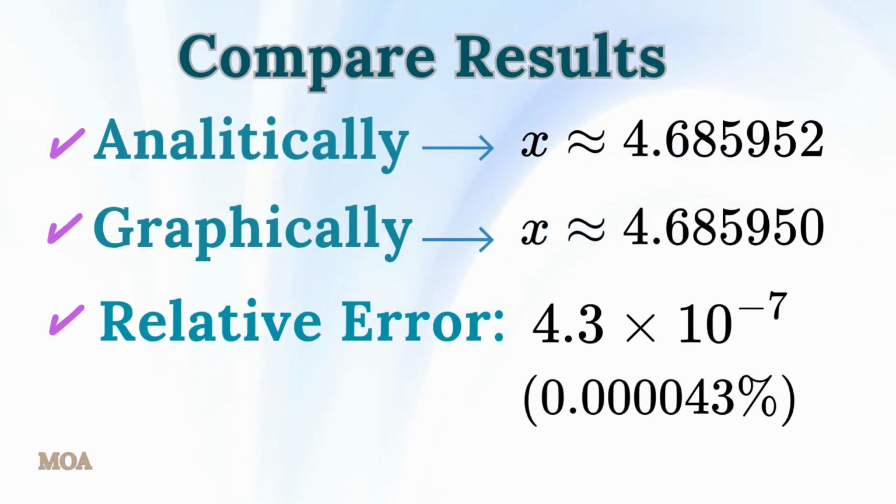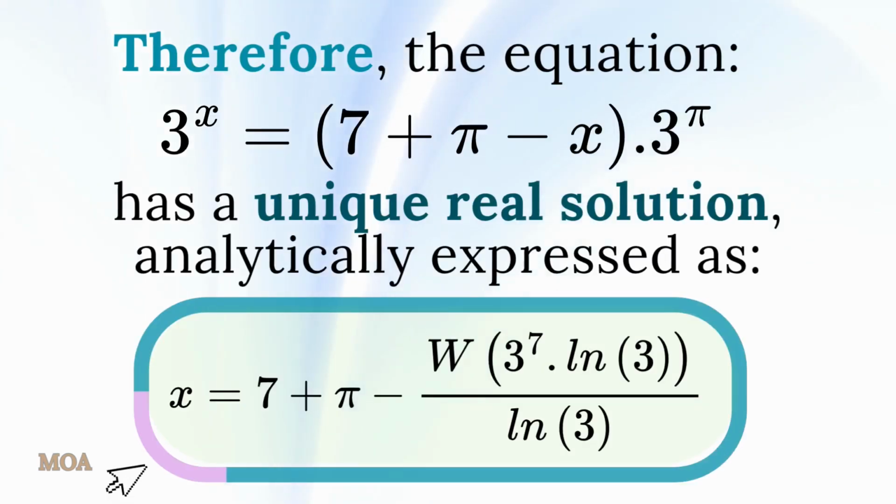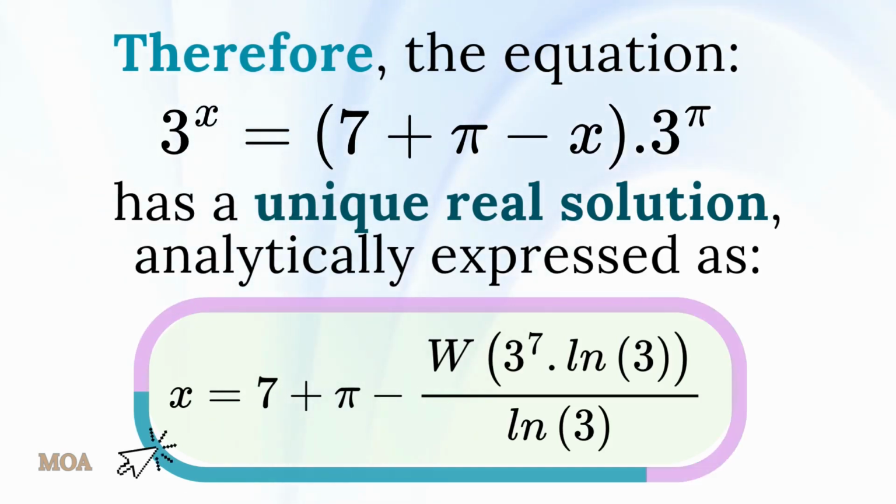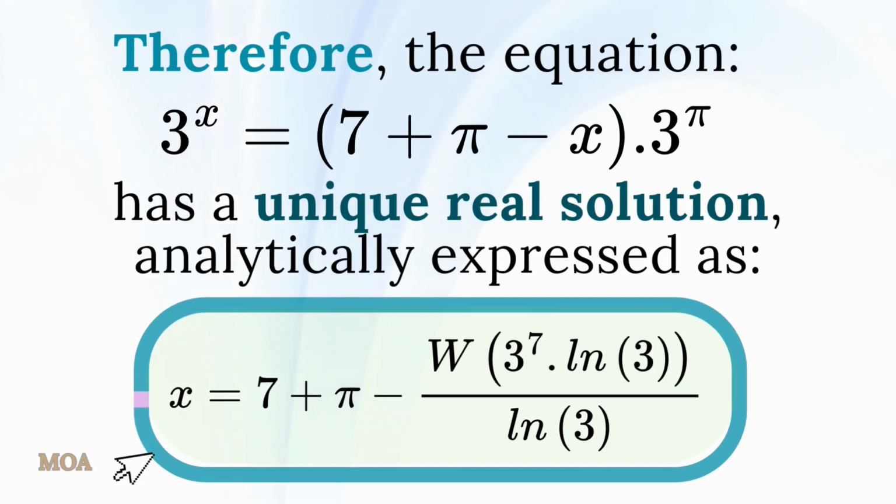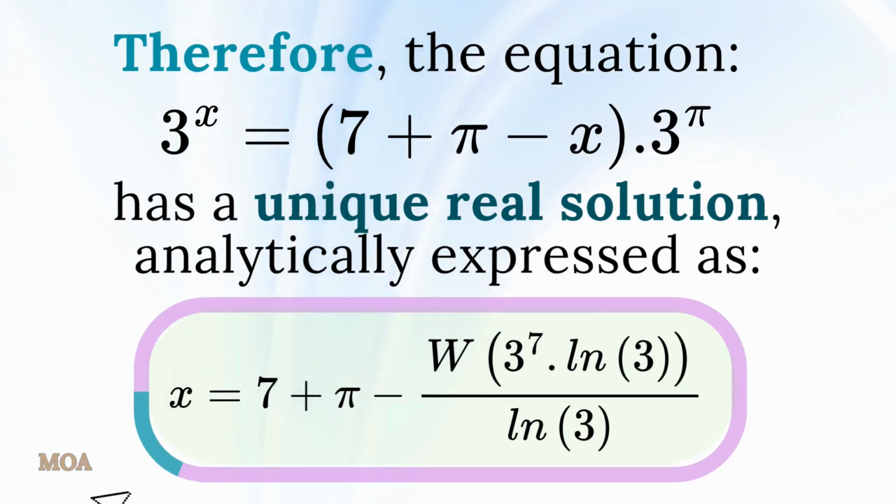of the methodology adopted. Therefore, the equation 3 raised to the power of x equals the quantity 7 plus pi minus x times 3 raised to the power of pi has a unique real solution, analytically expressed as x equals 7 plus pi minus the Lambert W function of 3 raised to the power of 7 times the natural logarithm of 3, all divided by the natural logarithm of 3.